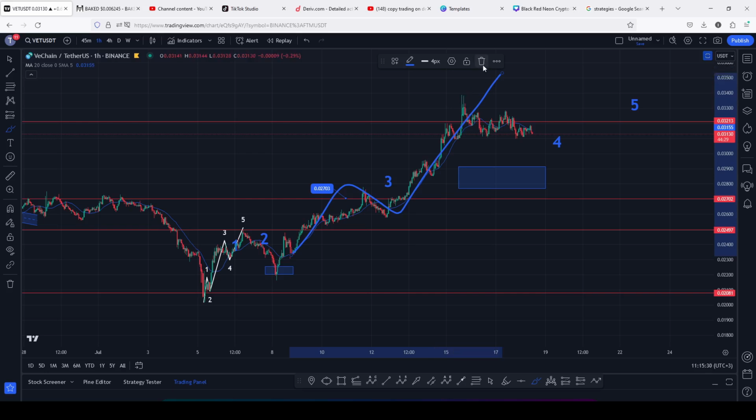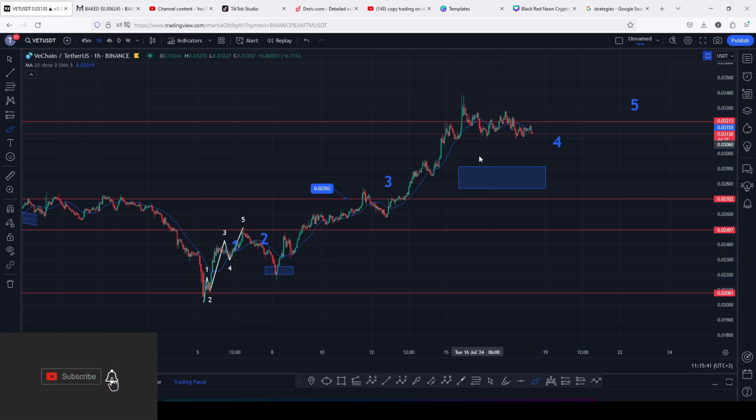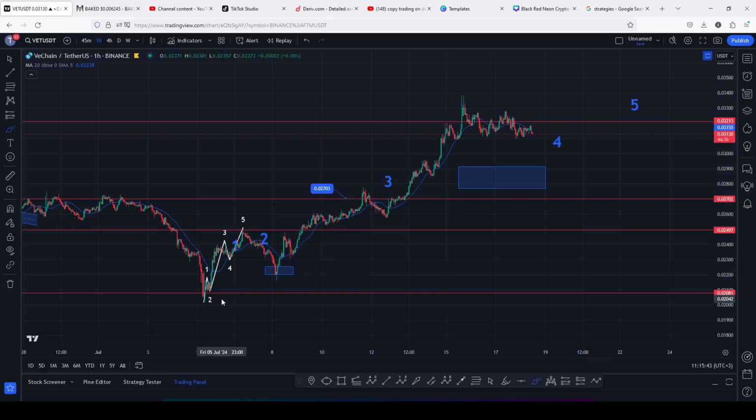0.03392. And in today's video, I will be discussing an Elliot wave structure that has been playing out on this chart and also give you my possible breakdown target areas. So make sure that you stick around till the end of the video.